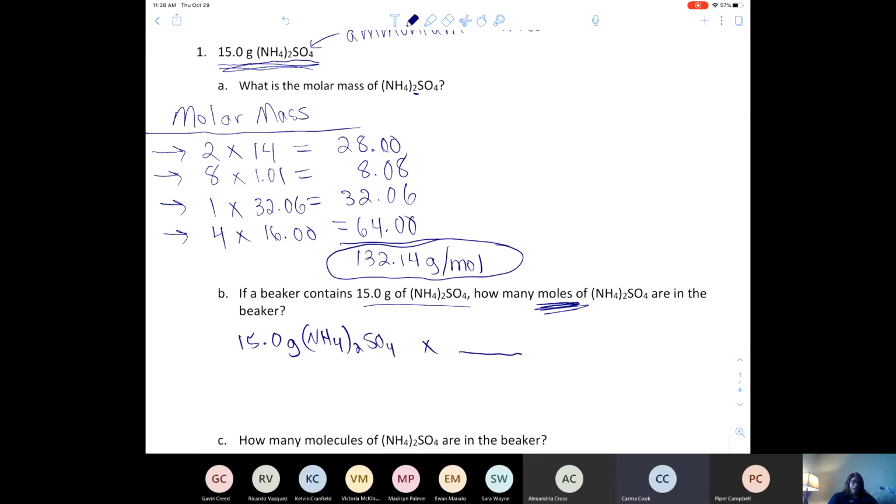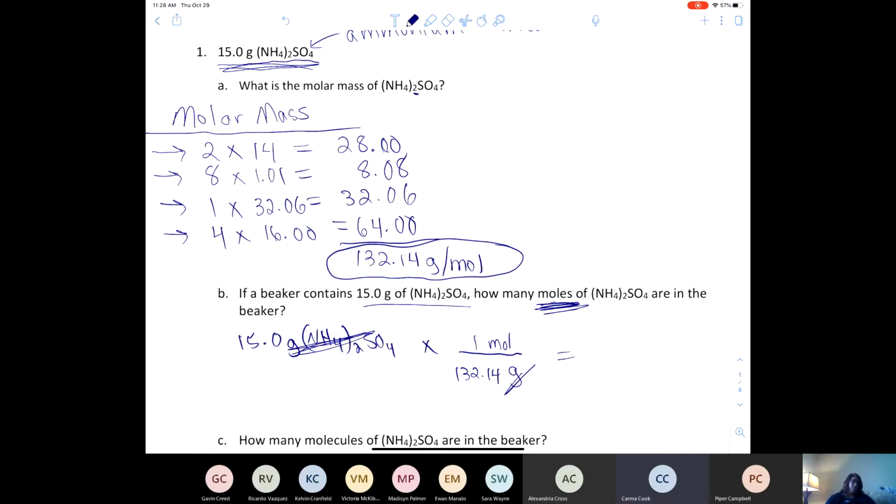And we remember our rules for converting between units. The unit that we want to get rid of is the gram. So in our fraction, which is our conversion factor, the gram unit will go in the denominator. The unit that we want is moles. So moles will go in the numerator. And our conversion factor is our molar mass. So 132.14 grams per 1 mole. The grams cancel.